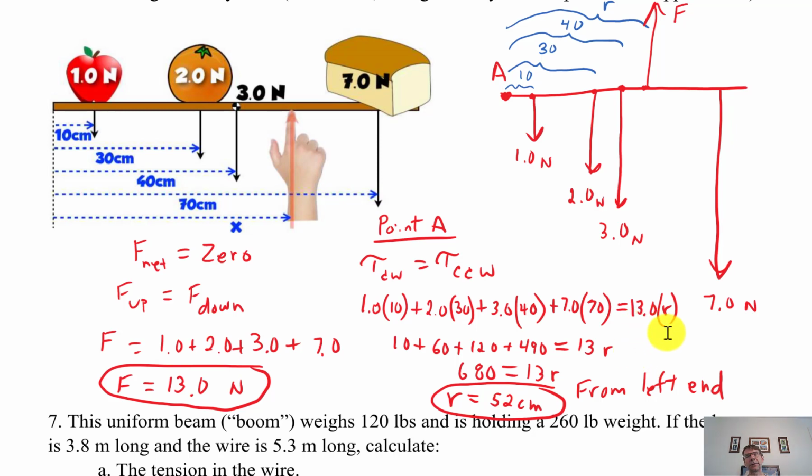And then equals the 13 times r, the distance that you're looking for. And then it's just simple math. 10 plus 60 plus 120 plus 490 is 680. Divide by 13, you get 52 centimeters.